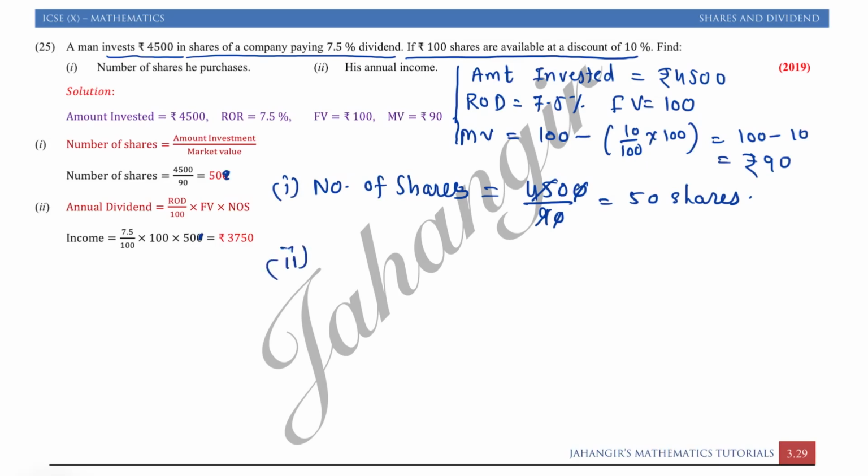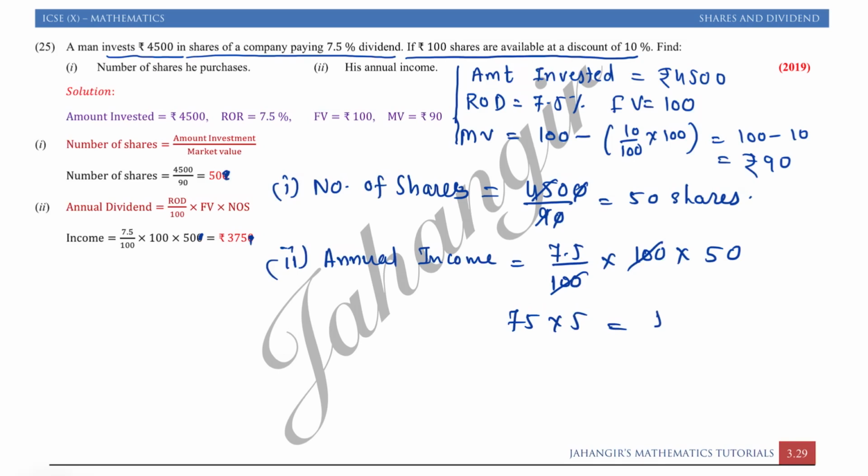Second part we want annual income. So annual income is equal to ROD upon 100 into face value 100 into number of shares. So 100 will get cancelled. So 75 into 5, that is equal to rupees 375. So hope you understood. This was a straightforward question. First we have to find number of shares, that is amount invested upon market value. Second is annual income.